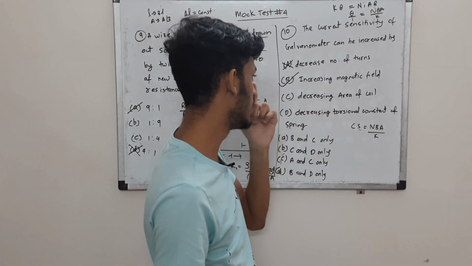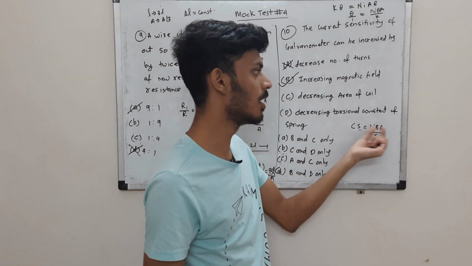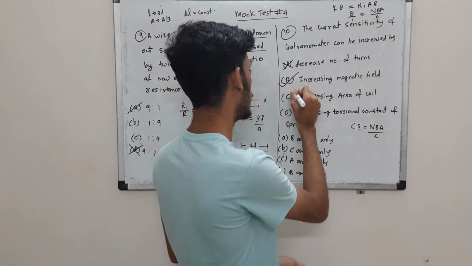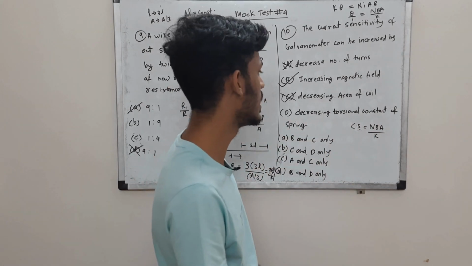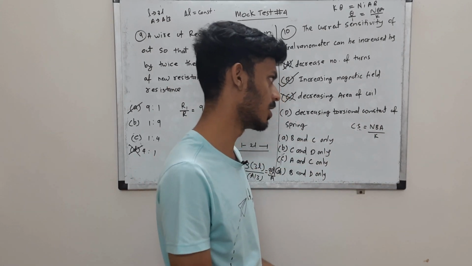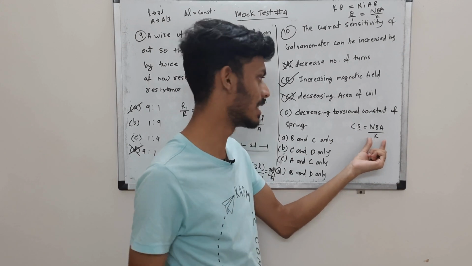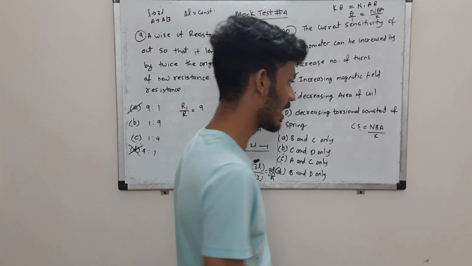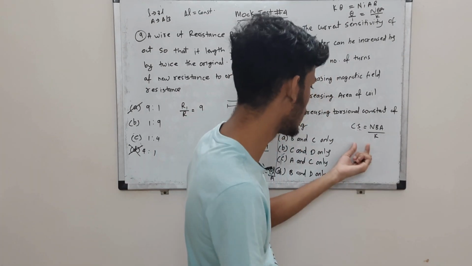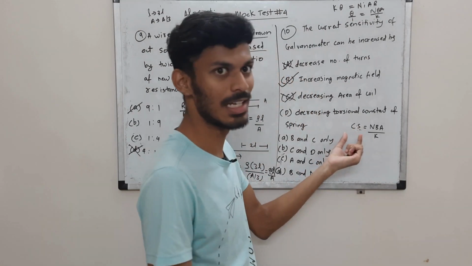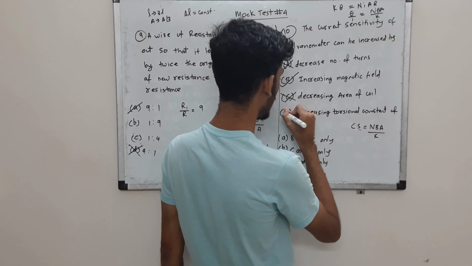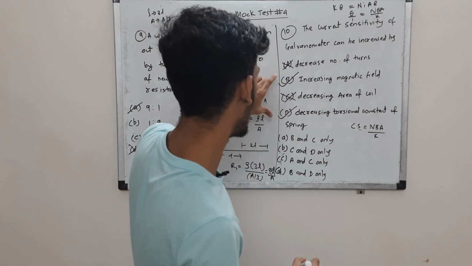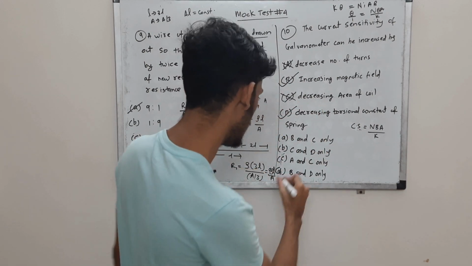Now option C says decreasing the area of coil. If you see again, it's directly proportional. So if you decrease the area, current sensitivity will decrease. And option D says decreasing the torsional constant. Torsional constant of spring is this K value. If you decrease that K value, it is inversely proportional, right? Decrease the denominator, current sensitivity will increase. So option B and D only.